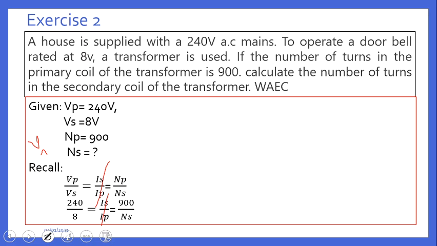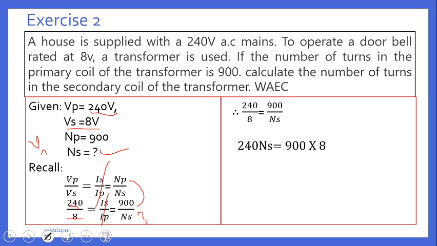What is our VP in the question? The VP in the question is the same thing as 240. I'm having my 240 here. Then the VS is the same thing as 8 volts. Number of turns of coil in the primary, NP, is the same thing as 900. We are looking for the number of turns we have in the secondary, and that is unknown, as you can see from this equation. So because you have eliminated IS over IP, the next equation I'm going to have is 240 over 8 equals 900 over NS.